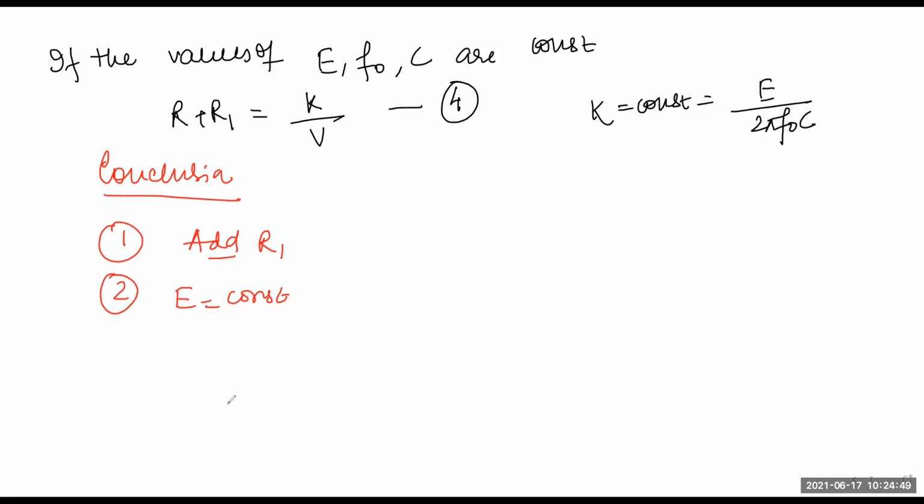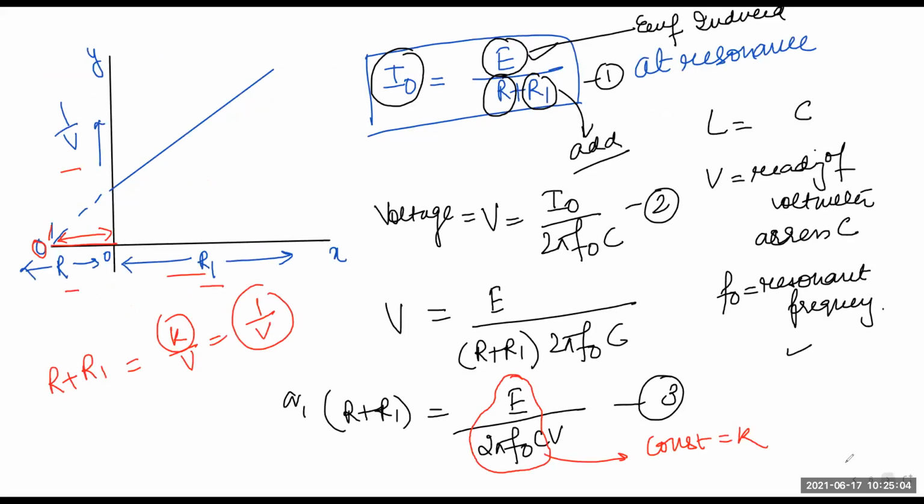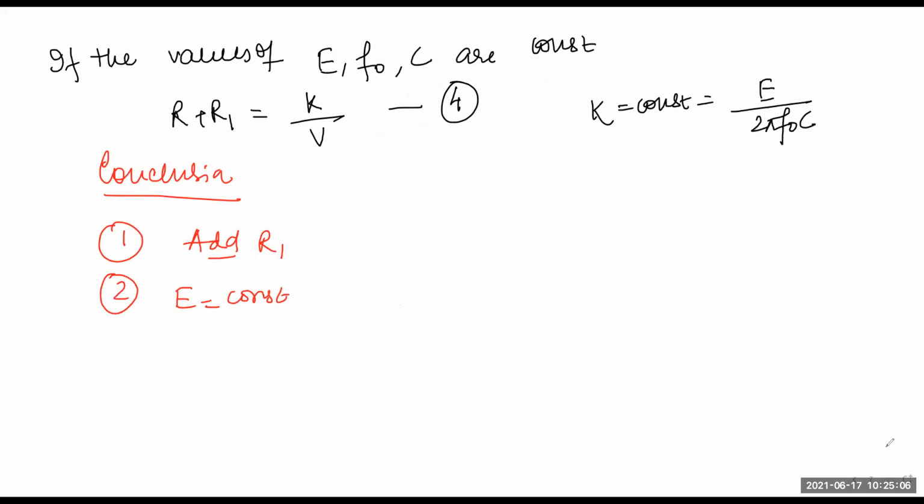So the measurement of the previous diagram which I showed you was the measurement of effective resistance by the resistance variation method. These are the conclusions or inferences we can derive from this method. Now our second method is the reactance variation method. Now in the reactance variation method, let me tell you, I'm doing it here only.